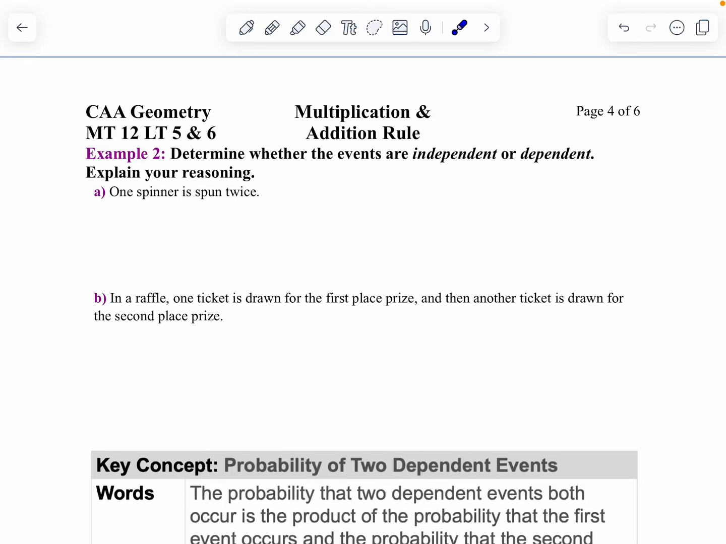Now, on example 2, we're going to determine if these events are independent or dependent. When they're independent, what happens the first time has no bearing on the second time. Dependent, it does affect it. So if we take a look at example A, a spinner is spun twice. Does what I get on the first spinner affect what I get on the second spinner? Absolutely not. It's independent.